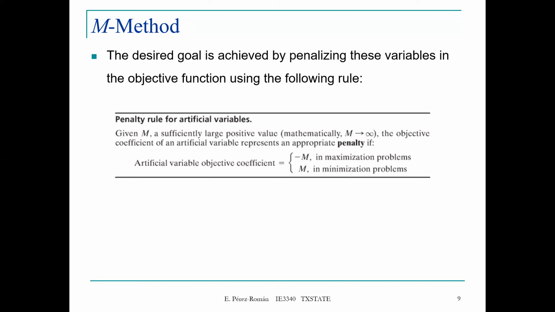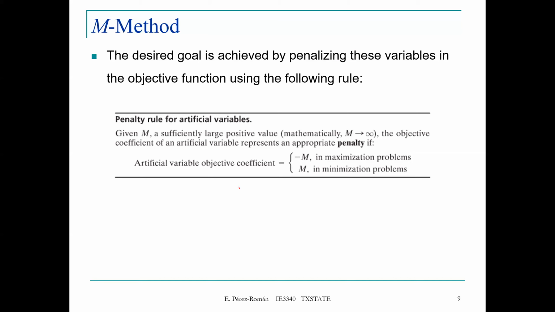So for example, if you're maximizing, let's say you're maximizing profit, in the objective function, we are going to subtract the artificial variable, and we are going to multiply that artificial variable by a very big negative value. So we are going to multiply by a very large M value, and we are going to subtract that from the profit. So the idea is, since we know that this minus M times the artificial variable is going to go against our objective of maximizing our profit, we want those artificial variables towards the end of the optimization, or the solution of the problem, to be zero.